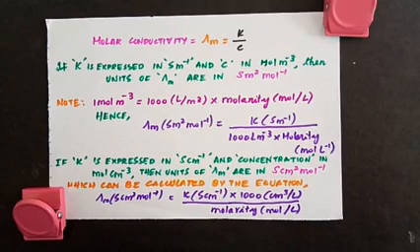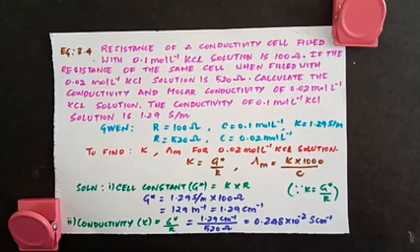So now let's see a few examples. The resistance of a conductivity cell filled with 0.1 mole per liter KCl solution is 100 ohm. So the resistance is given. So R is equal to 100 ohm.